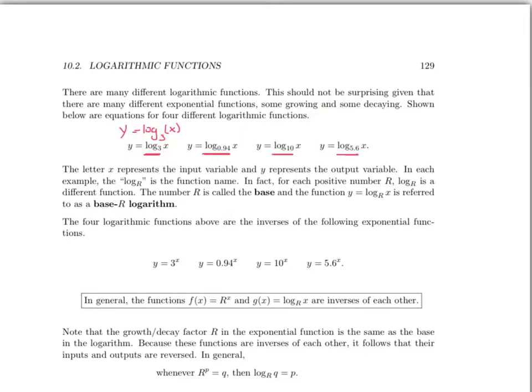Notice that in general, the factor is always the same as the base. In general, the functions f of x equaling r to the x and g of x equaling log base r of x are inverses of each other. And again, notice that the base always agrees with the factor. So the growth factor r in the exponential function is the same as the base in the logarithm. Because these functions are inverses of each other, it follows that their inputs and outputs are reversed.